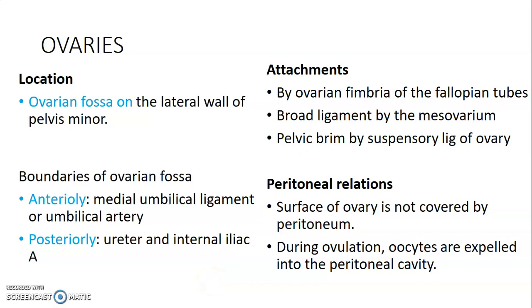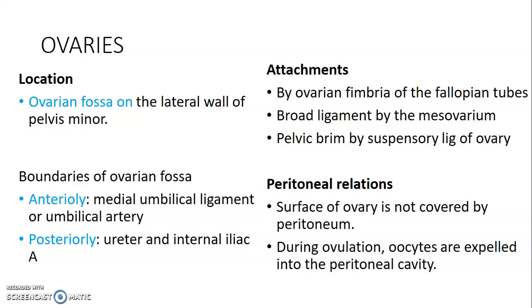The ovaries are located in the ovarian fossa on the lateral wall of the pelvis minor, and the boundaries of the ovarian fossa include anteriorly the medial umbilical ligaments or the umbilical artery, and posteriorly the ureter and internal iliac artery.